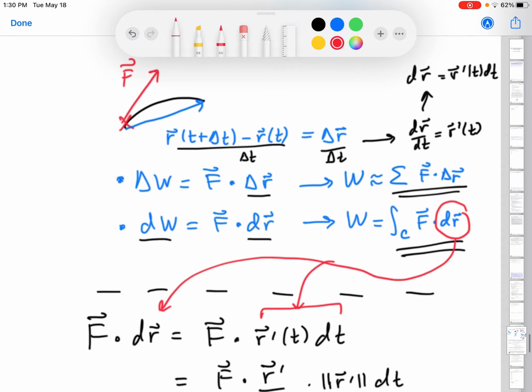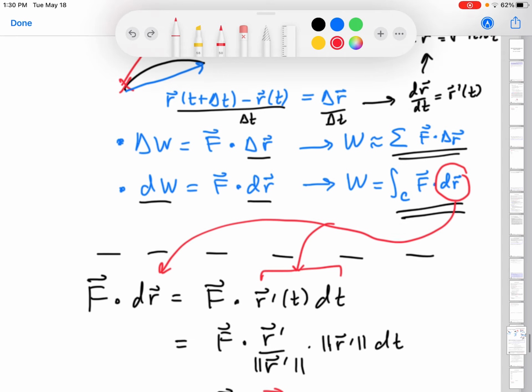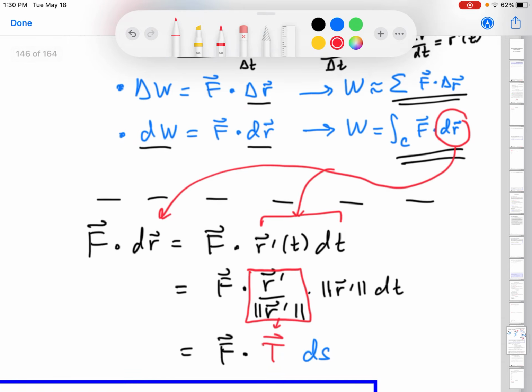Great, and then I can do one more thing. I can say, well, what if I divide by the norm of r prime and multiply by the norm of r prime? I'm not changing the equation. If I do that, then this might trigger also some other concepts that we talked about earlier in the course. This quantity, r prime divided by the norm of r prime, that is the unit tangent vector. And this quantity over here, the norm of r prime times dt, remember that was what ds was, the infinitesimal change in arc length that we had talked about in lesson 13.